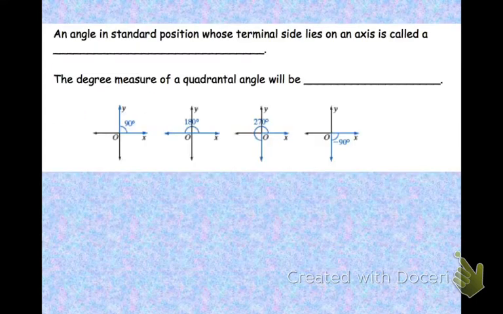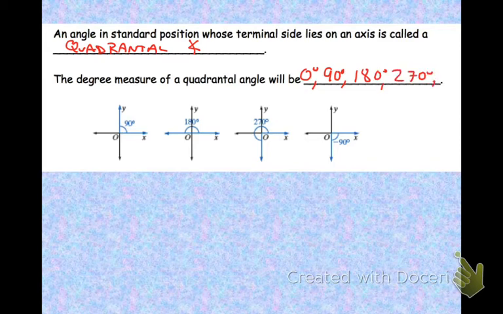An angle in standard position whose terminal side lies on an axis is called a quadrantal angle. The degree measure of a quadrantal angle will be either 0 degrees, 90 degrees, 180 degrees, 270 degrees, or 360 degrees.